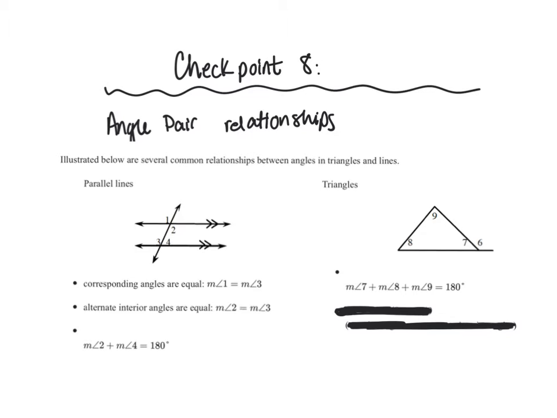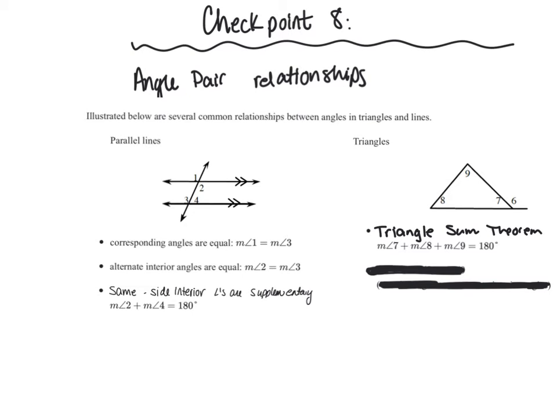So there's just a couple different relationships outlined here. The first is regarding parallel lines. When I have lines that are parallel, I know my corresponding angles are equal. So that would be angles 1 and 3 would be corresponding angles. Alternate interior angles are equal, that would be 2 and 3. And same side interior angles, that would be 2 and 4, would be supplementary.